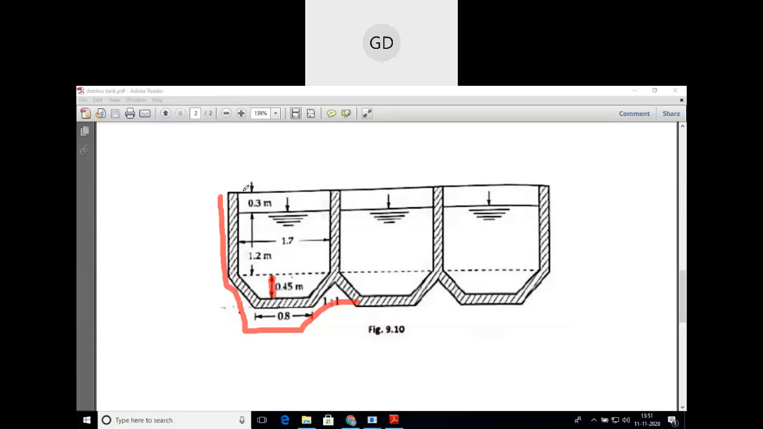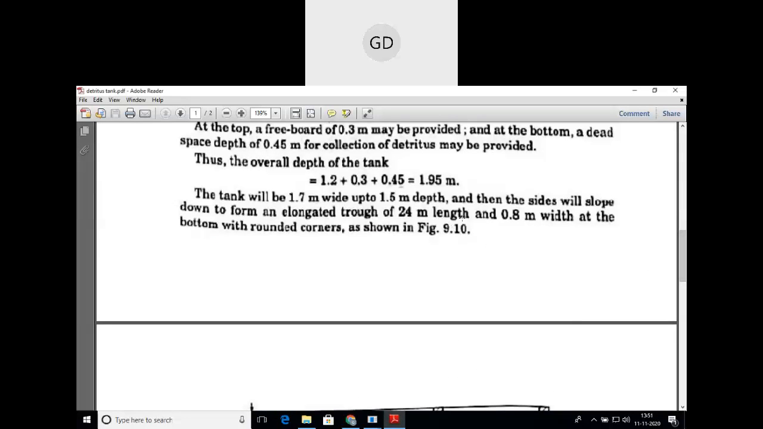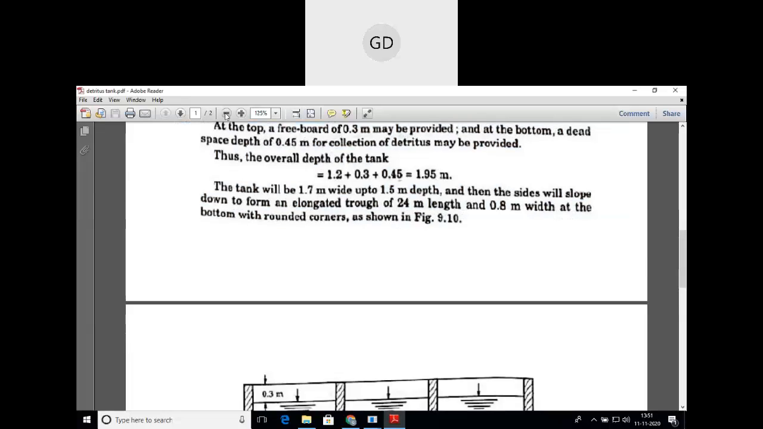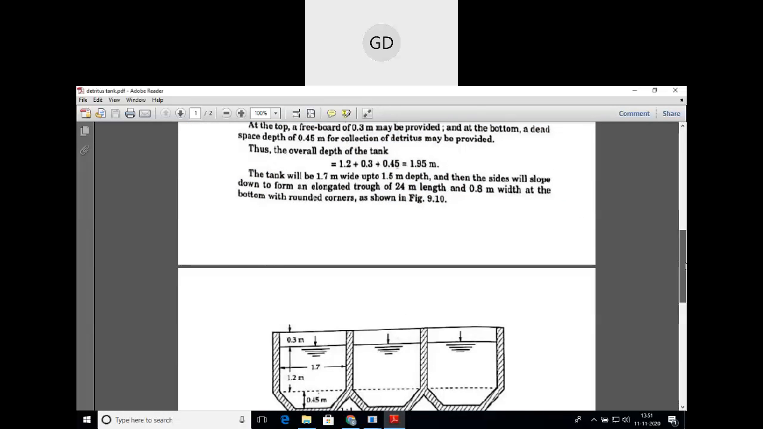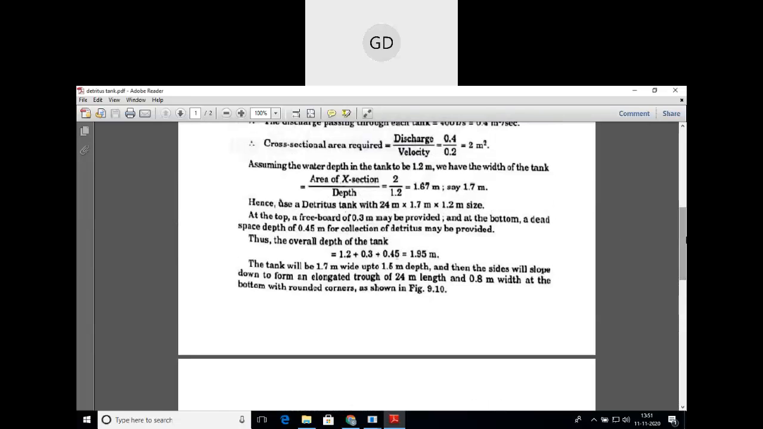Here this 0.3 is the freeboard. The length we got is 1.7, the water depth we assumed to be 1.2, and the width we got to be 0.8. So everything we got, and finally the numerical is solved. It's not that hard, it's similar to your grit chamber numerical, so if you go through each numerical in sequence, you will understand.